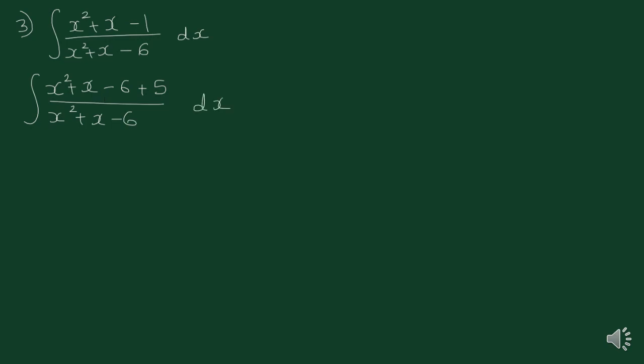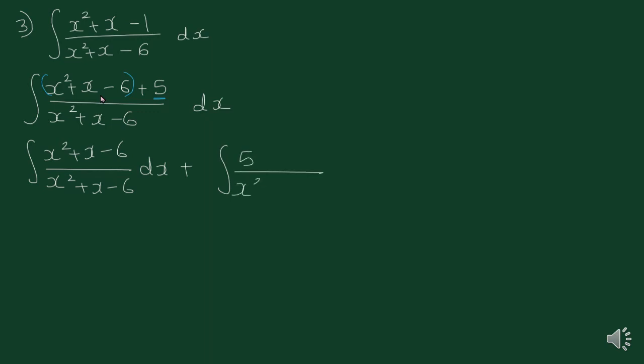Now, here what happens is that these three terms are taken as 1. They are grouped as 1 and 5 is kept separate. So, now we write the integrals this way. That is integral of (x² + x − 6)/(x² + x − 6) dx plus the integral of 5/(x² + x − 6) dx.